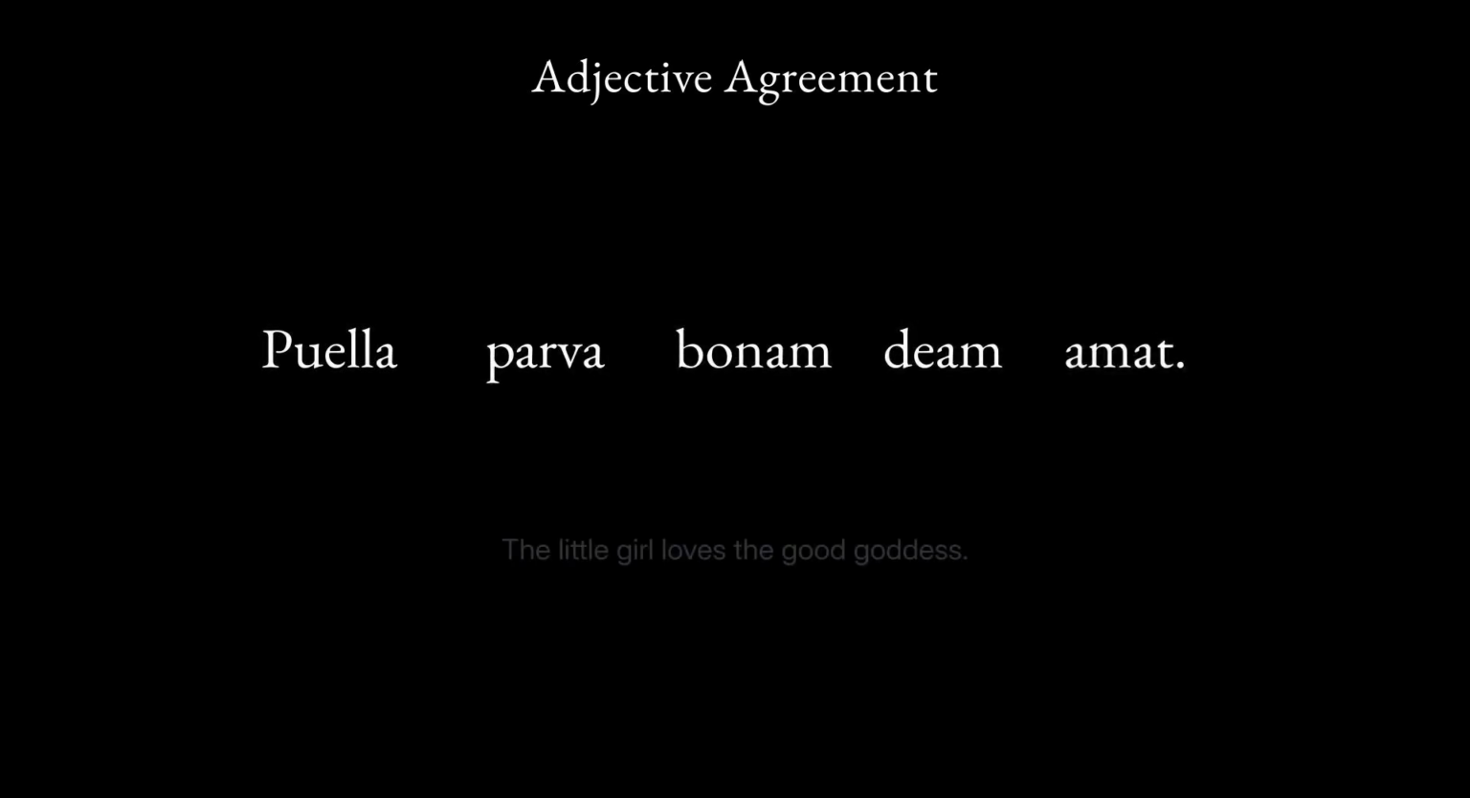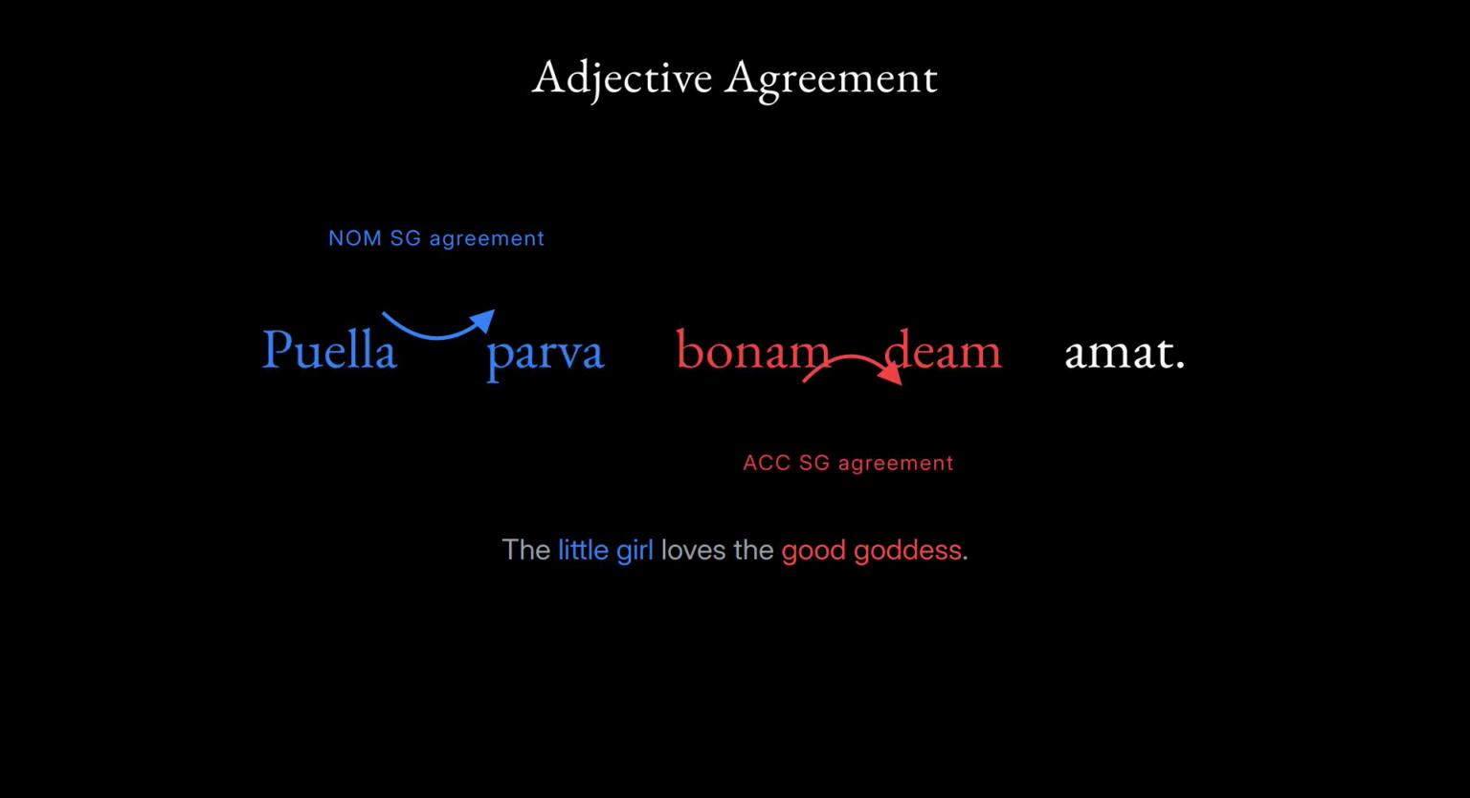Adjectives describe nouns. In Latin, an adjective agrees with its noun in number and case. The ending reveals which noun an adjective belongs to. Puella parva bonam deam amat. The little girl loves the good goddess. The first adjective shares the nominative singular ending of the subject. It describes the girl. Puella parva. The second adjective shares the accusative singular ending of the object. It describes the goddess. Bonam deam. Matching endings, that is agreement. The adjective need not sit next to its noun. Endings, not position, show the connection.